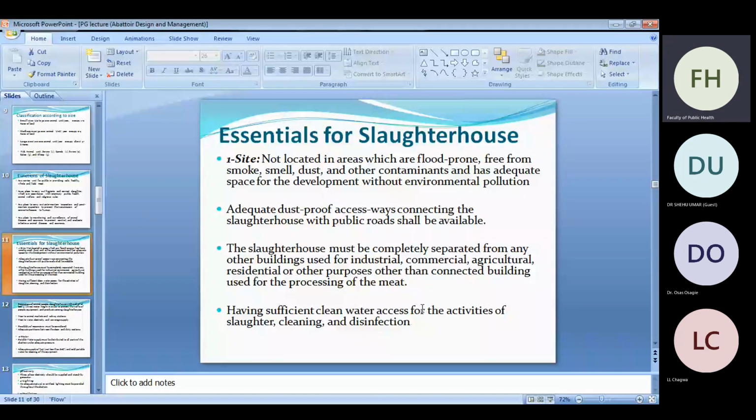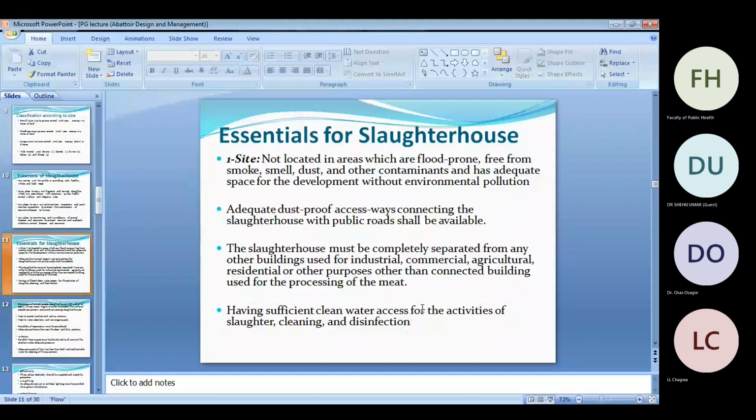Another point is that there should be adequate dust-proof access ways connecting the slaughterhouse with the public road. The place you set up an abattoir should have an access road, but that access road should not be dusty, in order not to attract dust into that slaughter environment. We also say the slaughterhouse must be completely separated from any other building. It will be far away from residential areas and from industrial areas.